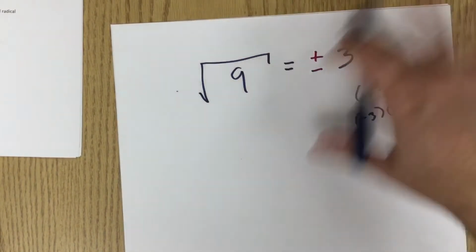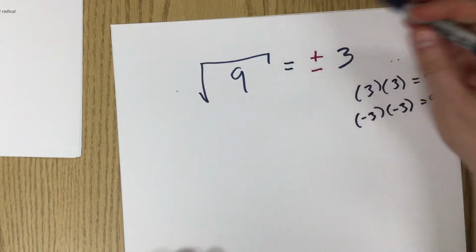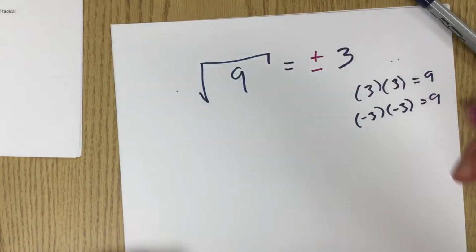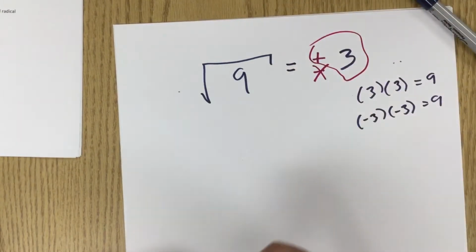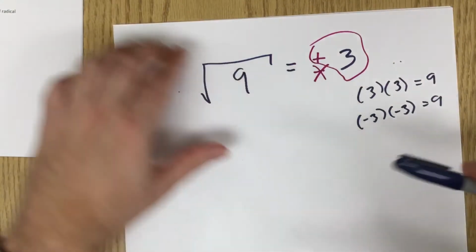For this group of lessons, we're actually not going to consider the negative root. So we're going to assume that the roots are always positive, and we're going to play around with stuff that way.